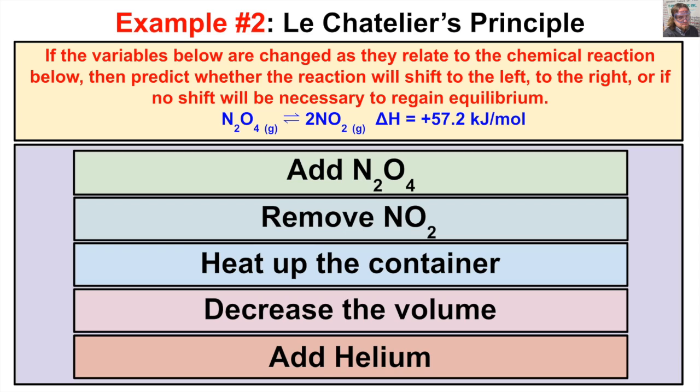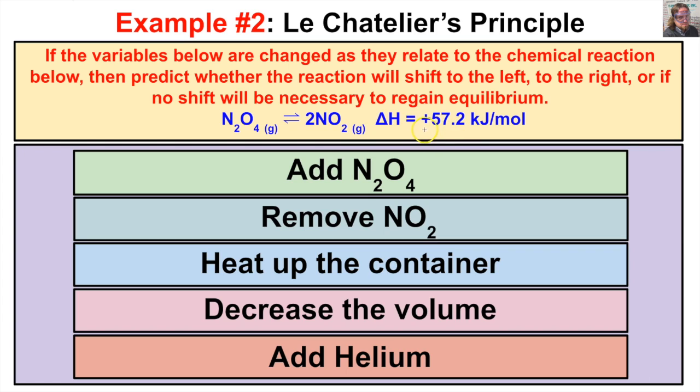In this second example, it says, if the variables below are changed as they relate to the chemical reaction below, then predict whether the reaction will shift to the left, to the right, or if no shift will be necessary to regain equilibrium. So we have a chemical reaction right here. It looks like N2O4 gas is in equilibrium with NO2 gas.